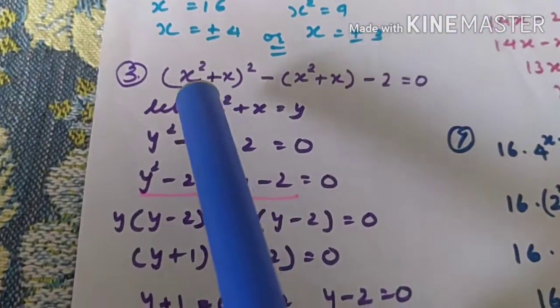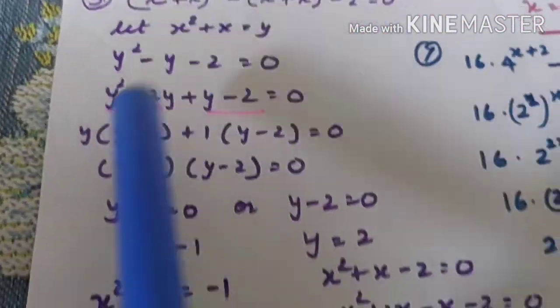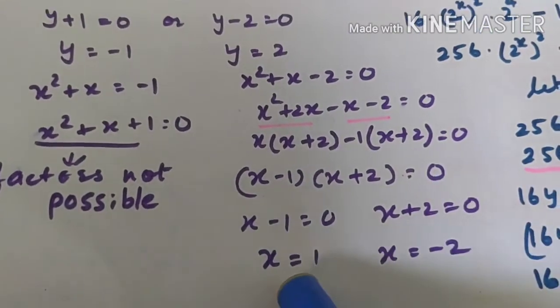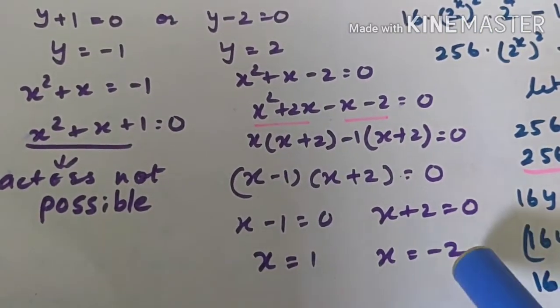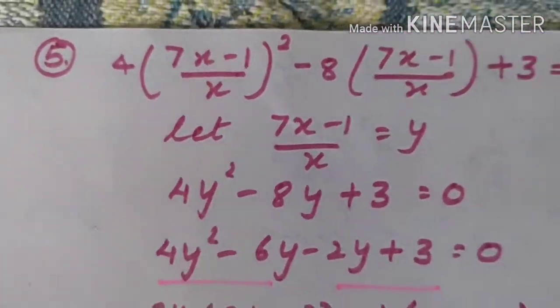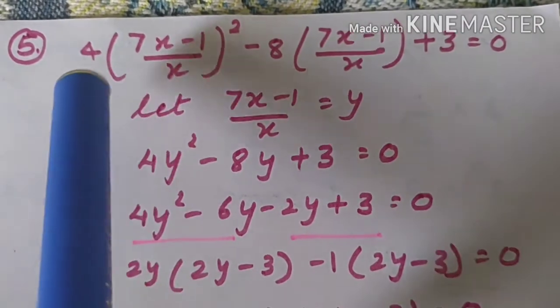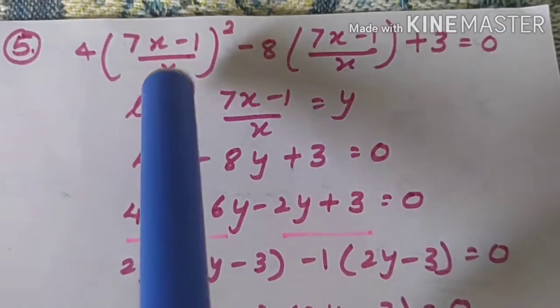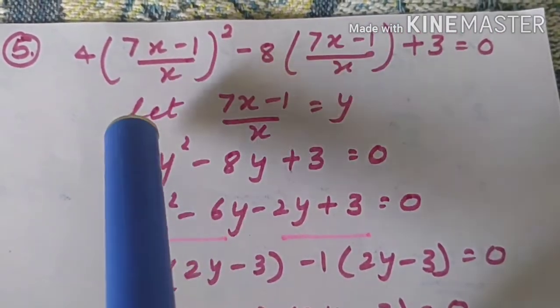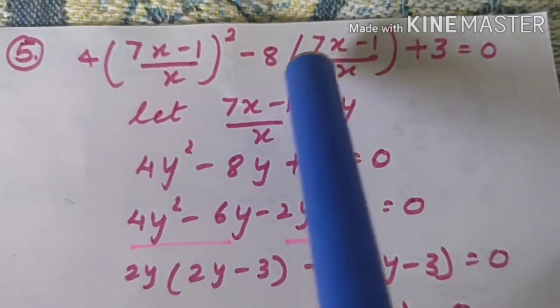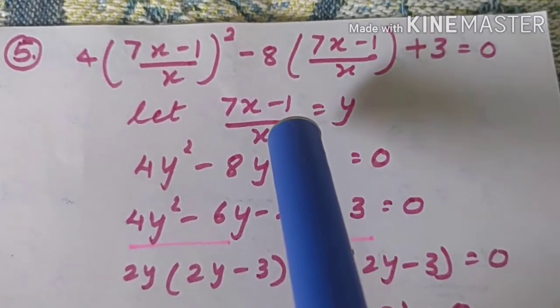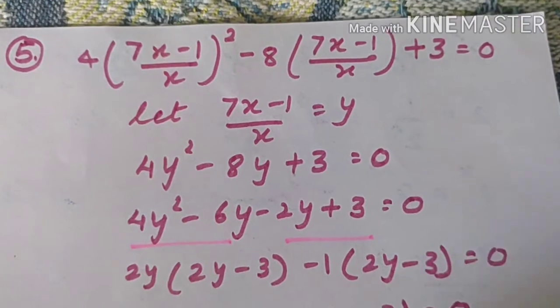Students, here the polynomial's power is 2. So here I have two roots, x is 1 and x is minus 2. Now move on to the next question, 5. This is my next question 5: 7x minus 1 upon x whole square minus 8 times 7x minus 1 upon x plus 3 is equal to 0.